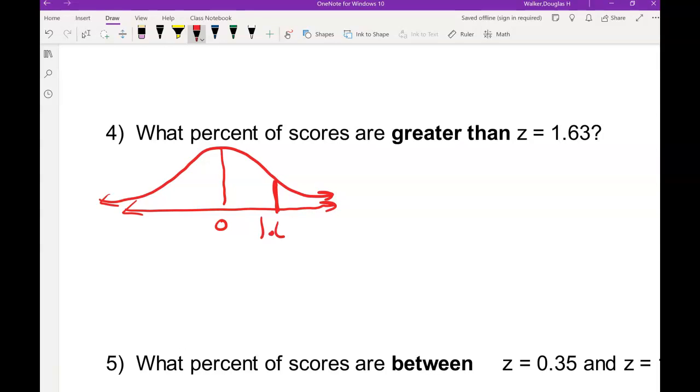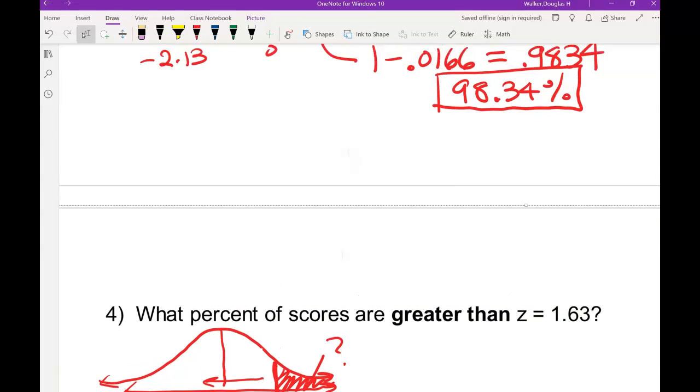Here's the 1.63. And the question on this one is greater than. Well, if I look up that number on a table, it's going to give me what's to the left. So let's do that first.